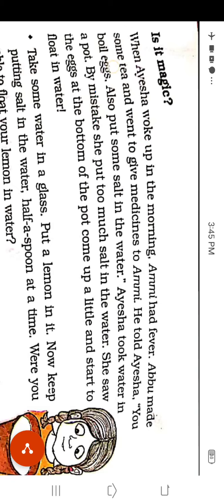Is it magic? When Aisha woke up in the morning, Ammi had fever. Abbu made some tea and went to give medicine to Ammi. He told Aisha, you boil an egg, and also put some salt in the water. Aisha took water in a pot. By mistake, she put too much salt in the water. She saw the egg at the bottom of the pot came up a little and started to float in water.